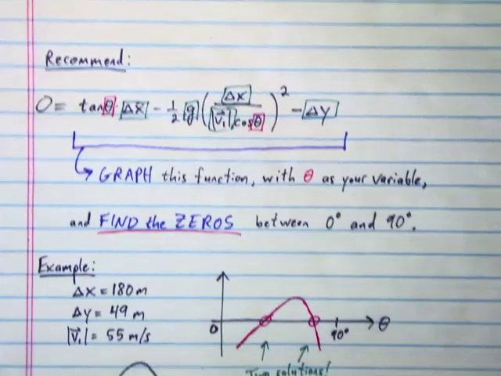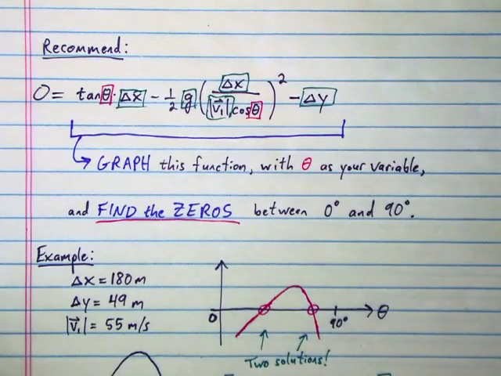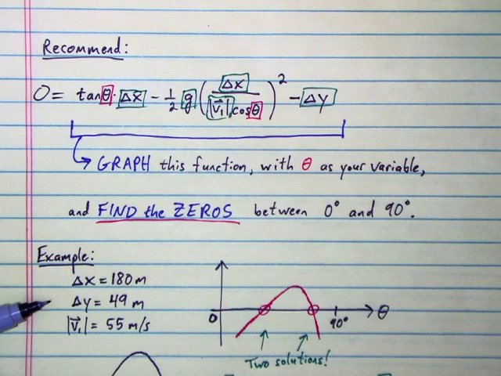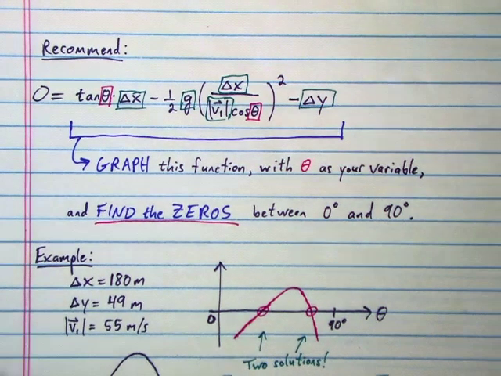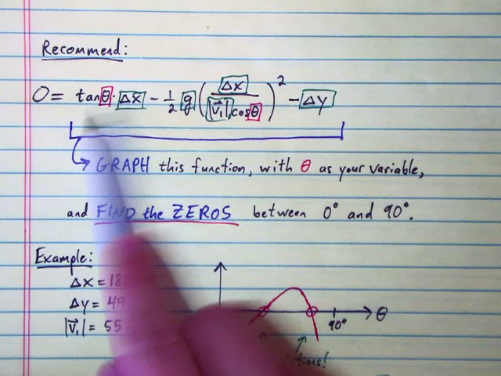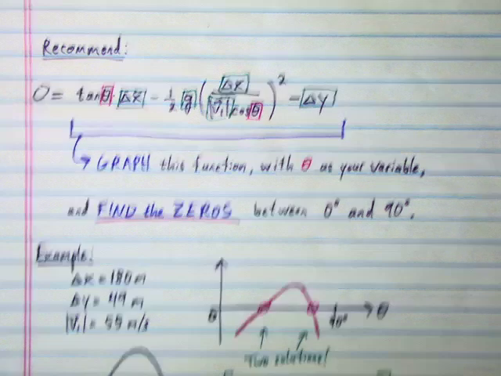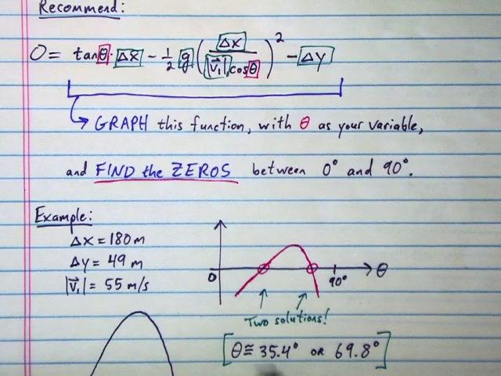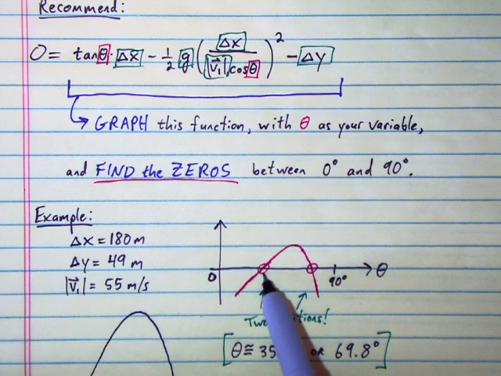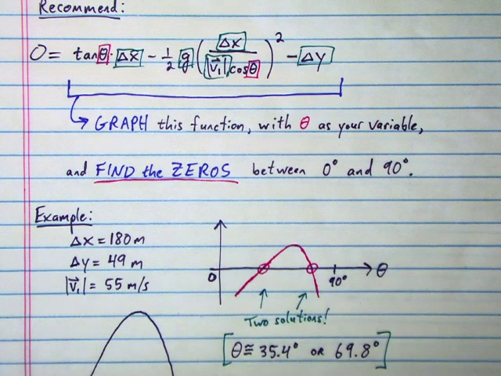Here's a concrete example. Let's say that these were your given pieces of information. If you put those values in here and graph this function and looked at the graph between 0 and 90 degrees, you would find that it intersected the x-axis twice. 2 zeros, therefore 2 solutions. That is 35.4 degrees right here, or 69.8 degrees.